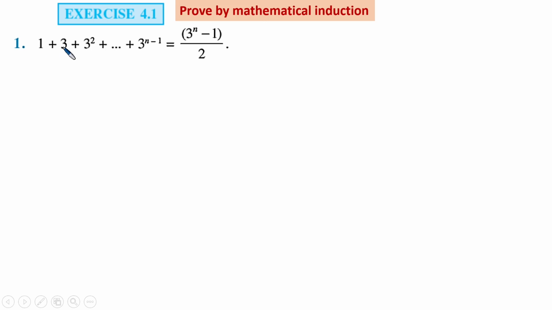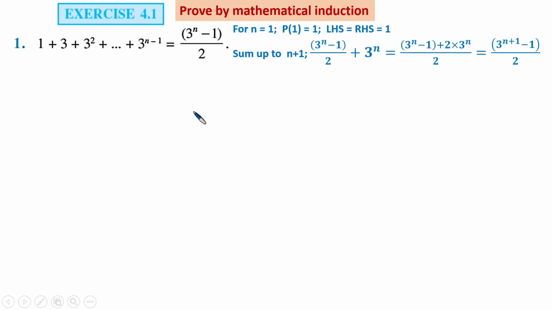Problem 1: 1 plus 3 plus 3 square up to 3 to the power n minus 1 is nothing but (3^n minus 1) by 2. You don't have to add here, this is a formula given for such a summation. So how do you prove this is true? For n equal to 1, this is 1. I put n equal to 1 here. 3 minus 1 is 2, 2 divided by 2 is 1. So it is correct. For n equal to 1, this formula is valid.